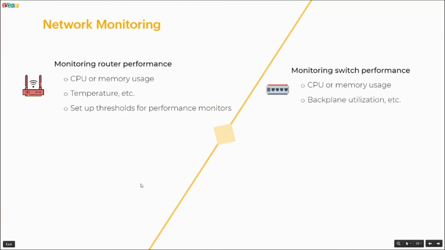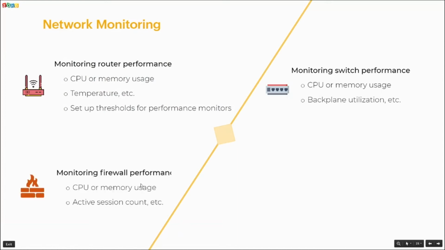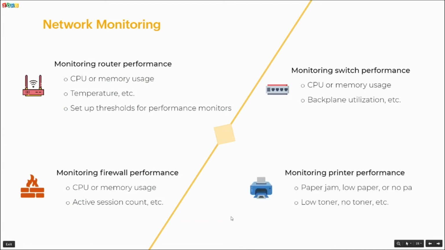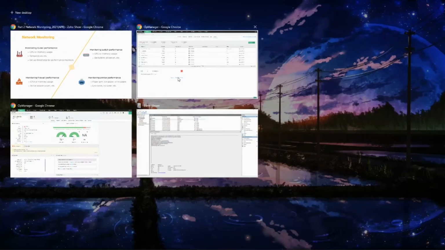And in terms of monitoring switch-based performance, you can monitor the CPU or memory usage, backplane utilization, etc. And in terms of monitoring your firewall performance, you can monitor the CPU and memory usage, active session counts, etc. And in terms of printer-based monitors, you can monitor paper jam, low paper, or no paper, low toner, or no toner, etc., in your printers based on the exact requirement.